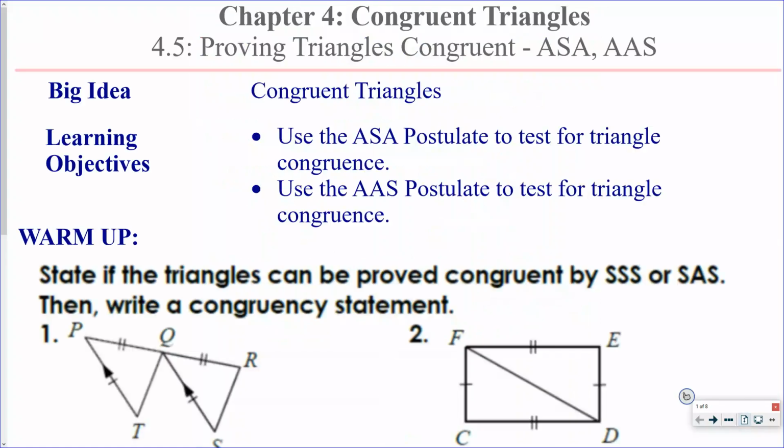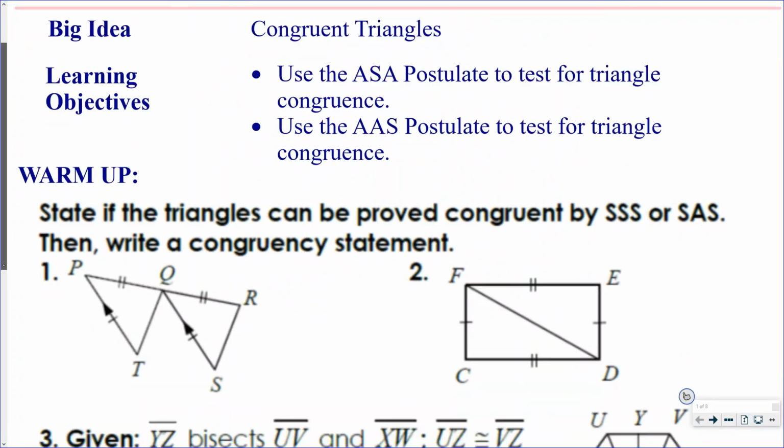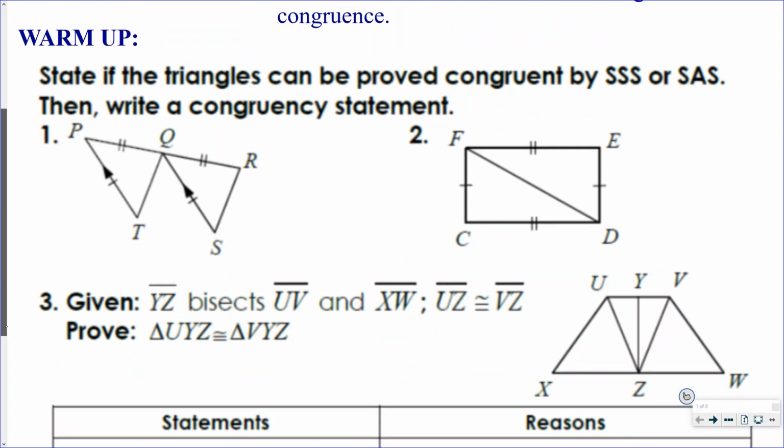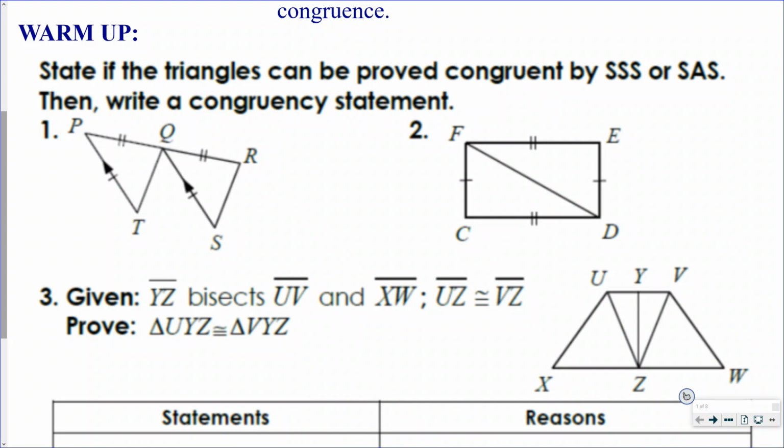Okay, I'm going to start with the warm-up, which is a little review from 4.4, which our quiz tomorrow is on 4.3 and 4.4. Don't you forget about it. The directions say, state if the triangles can be proved congruent by side-side-side or side-angle-side. Then write a congruency statement. Okay, these ones are a little more challenging.